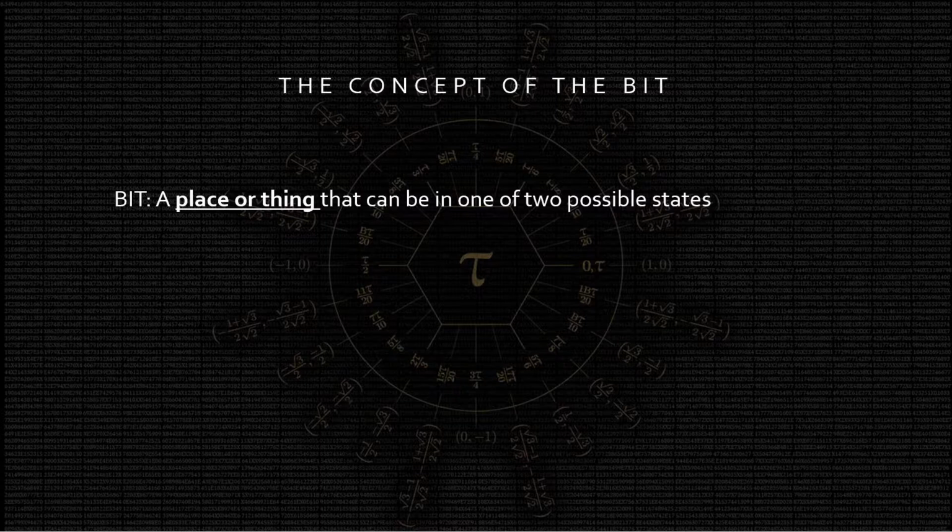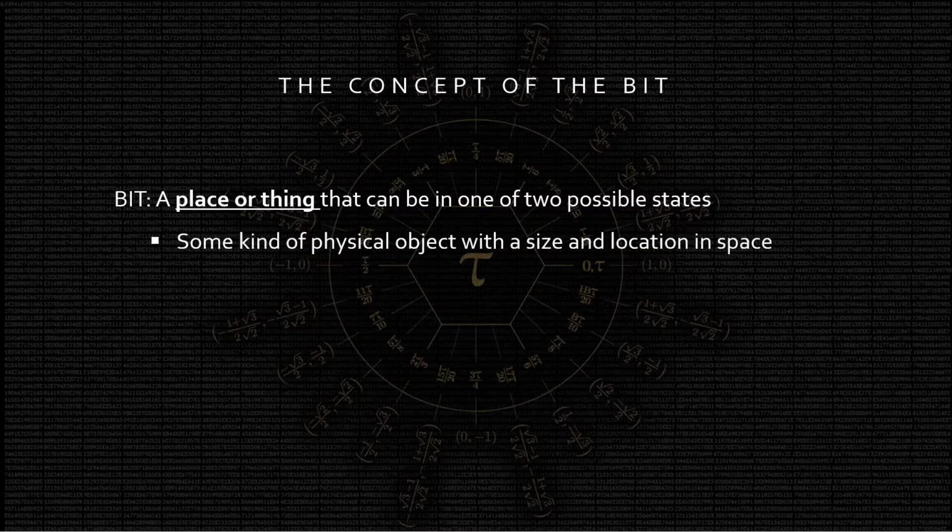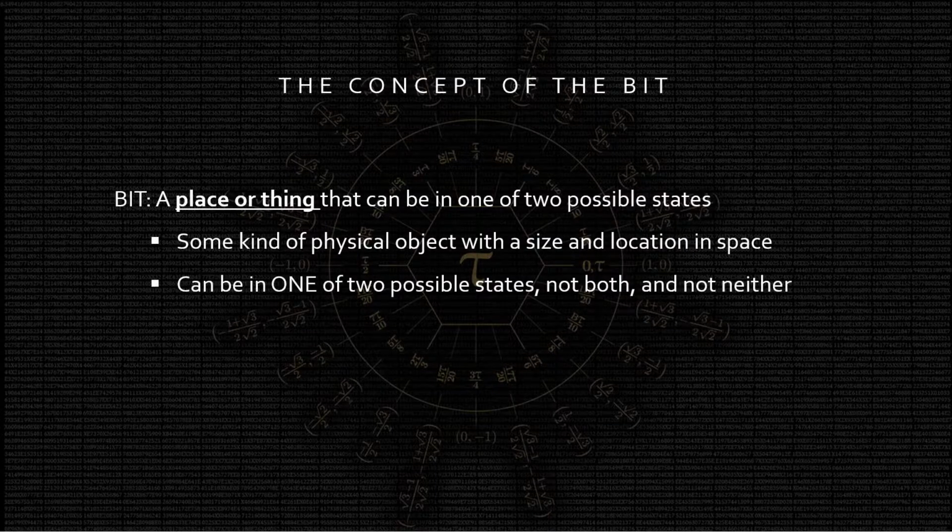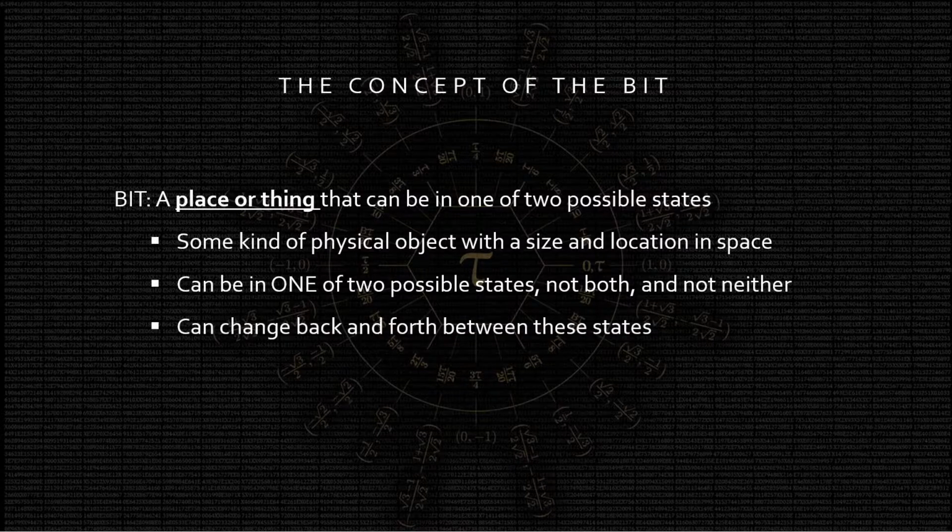of two possible states. You can think of it like some kind of physical object that has a size and a defined location in space that you can see or find or point to. And it has some quality about itself that at any given time can be in only one of two possible states, but not both and not neither. And in addition, it can also be made to change back and forth between these two states.